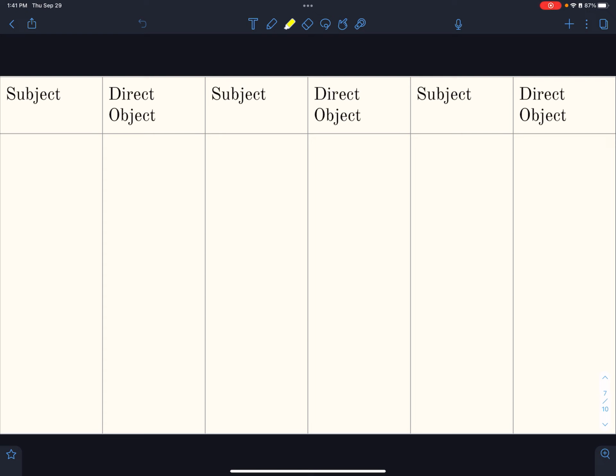Okay, so what you're going to do is this. Actually, you know what? Don't do it this way. I think for homework, what I'd rather you guys do is just separate out 2 columns. Subjects in one column and direct objects in another. This is all going to be on the board, right?